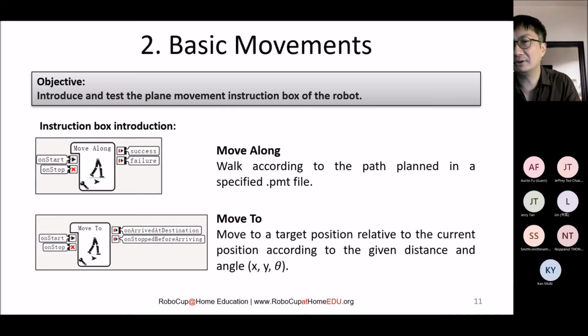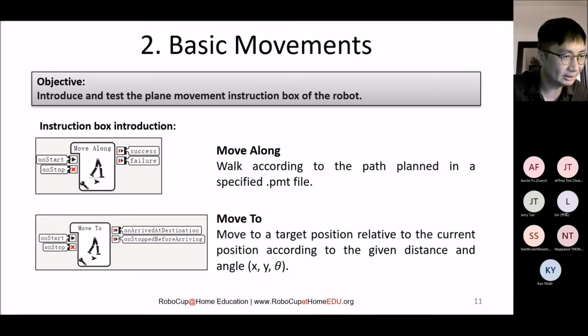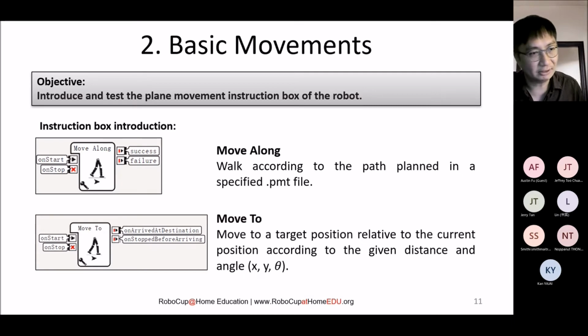So this one is very straightforward. You tell Pepper to go to point x, y, and then turn by a certain degree. This one has a very normal input, and the output is either on arrive at destination or on stop before arriving. So it's either we successfully finish the move to, or we have some problem, right? So that is the output.